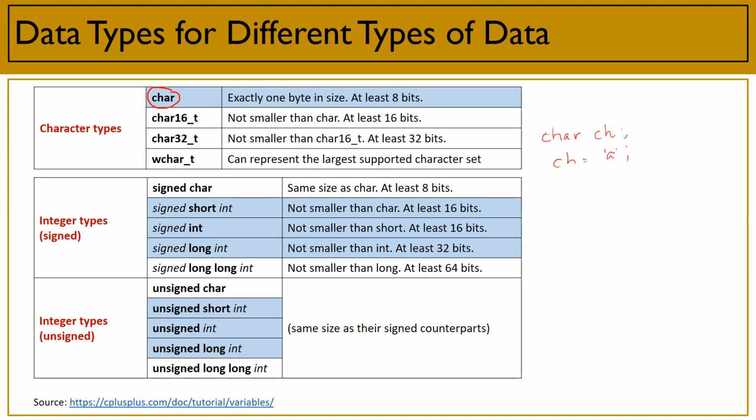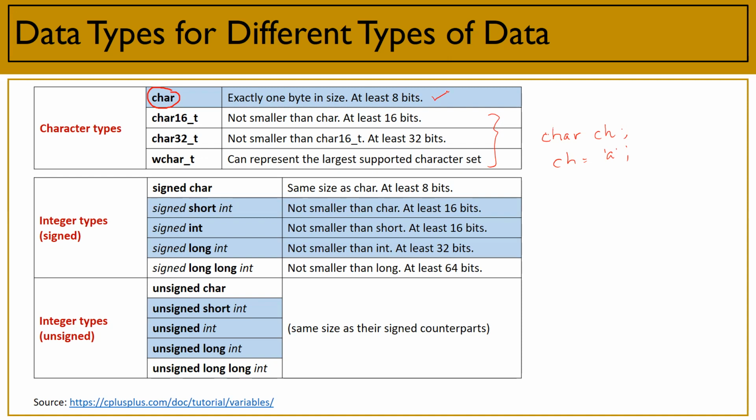Then there are a few variants of character types like char16_t, which is a 16-bit character type. These are not common in programs, but the most common character type that we will see in our programs is char. So you have to use the char data type to declare a character.